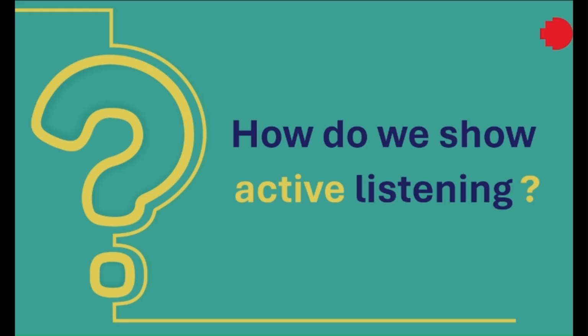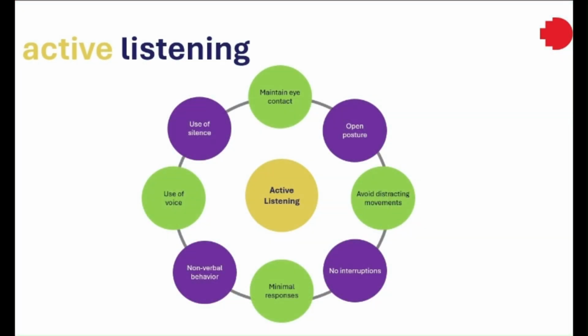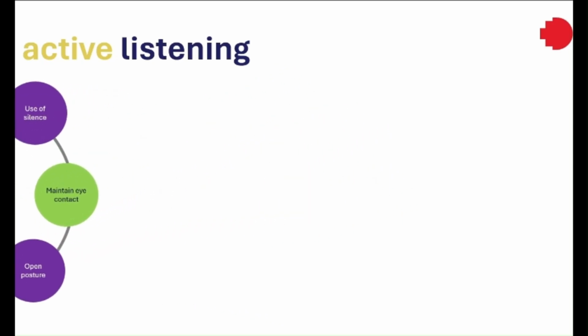So again, how do we actually do this active listening? Well, there are many elements involved in active listening, and here they are. We can think of maintaining eye contact, open posture, avoiding distracting movements, no interruptions, minimal responses, non-verbal behavior, use of voice, and finally, the use of silence. Let's look at the first one, eye contact.